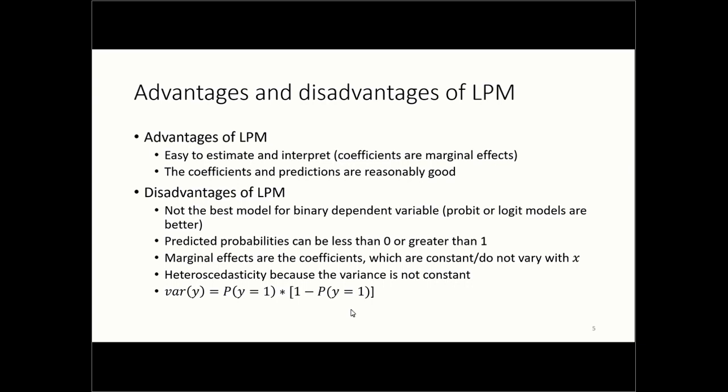And the final disadvantage of the linear probability model is that there is heteroscedasticity because the variance of the error term is not constant. So here is the variance of the dependent variable, and that is basically with two outcomes: the probability of y equals 1 times the probability of y equals 0, or that basically is the probability of y equals 1 times 1 minus the probability of y equals 1. So because these expressions actually depend on x, basically we would see heteroscedasticity for the linear probability model, and that is a disadvantage.